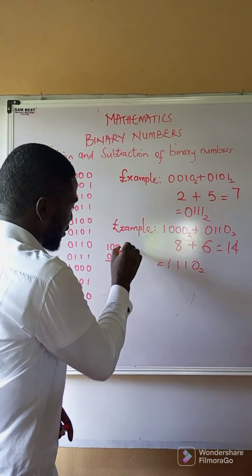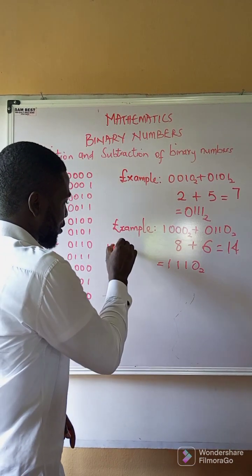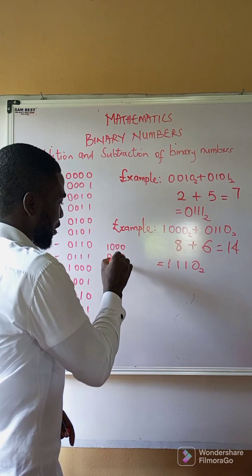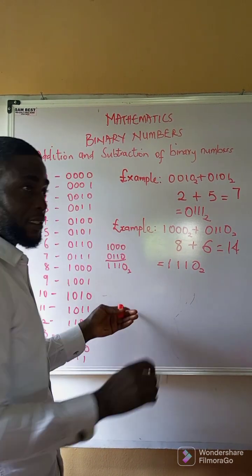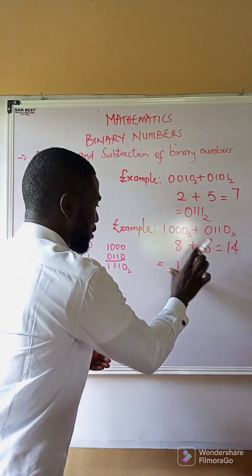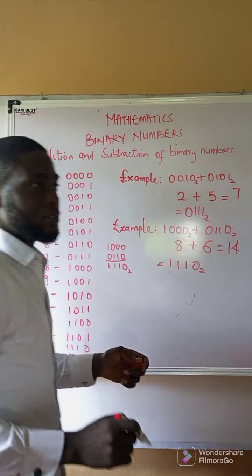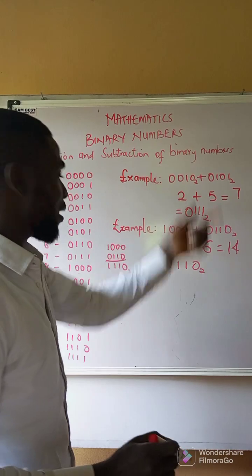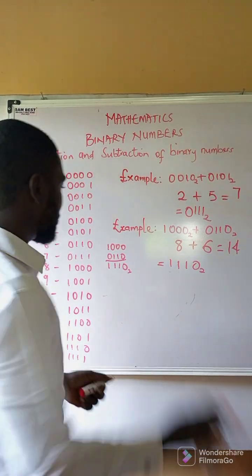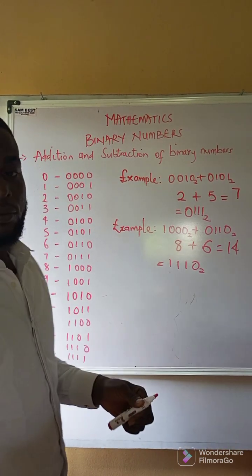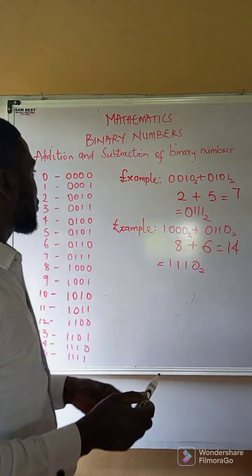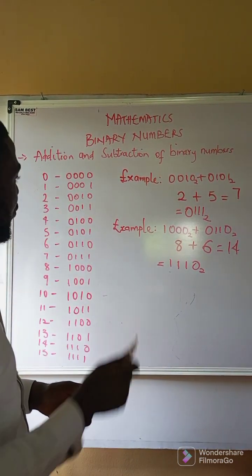0 plus 0 will give you 0. 0 plus 1 will give you 1. 1 plus 0, 1 plus 0. The answers are the same, right? But stay with me. Today it's about this method. Subsequently, I can introduce other methods, but just stay with me, okay? All right, so that's enough for addition. Let's go straight to subtraction of binaries.